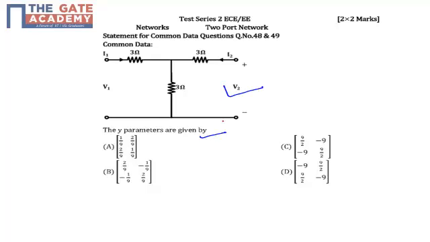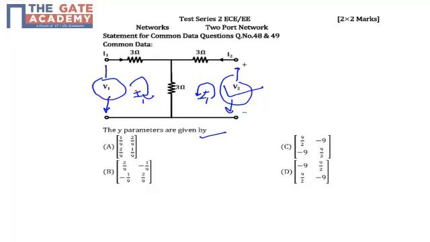So if I need to find out the Y parameter for this network, my original approach was the same as I applied for the Z parameter. I should also apply KVL here, and this time I will arrange the equations as per the characteristic equations of the y parameters.